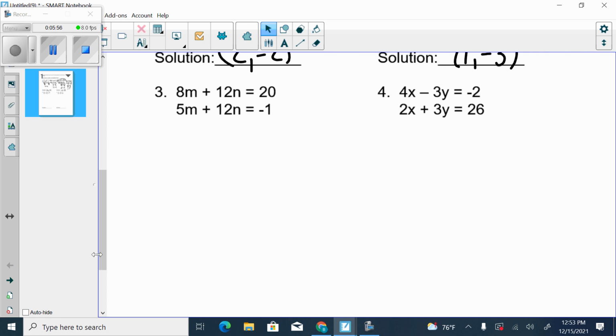Number 3. If we add these together right now, is anything going to cross out? No. So what should we do to that top equation? Right. Because if I can just make this 12 negative, then we'll be good to go. So I'm going to multiply the whole top row by negative 1. Okay, so what is 8 times negative 1 going to give us? So I got negative 8m. 12n times negative 1 will give us, good, and 20 times negative 1.